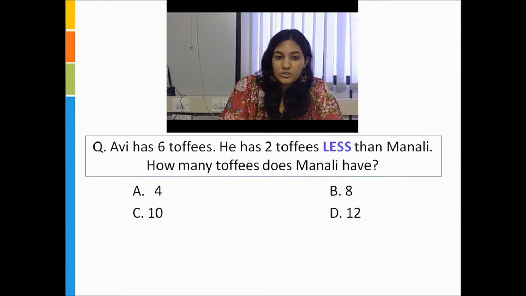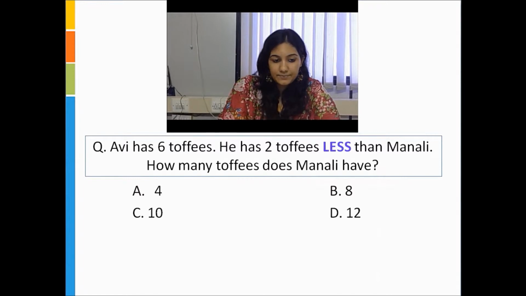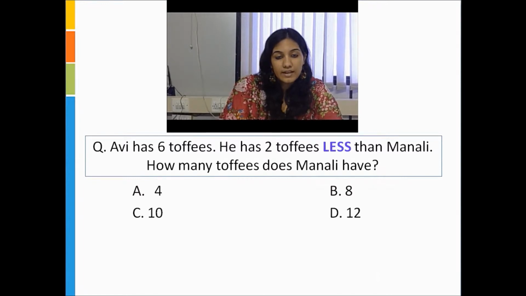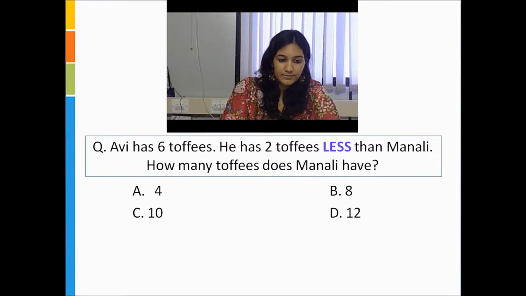The following question is from a class 3 asset paper. Students were told that Avi had 6 trophies and that he has 2 trophies less than Manali. The students were required to find how many trophies Manali had. The options given were 4, 8, 10 and 12. The correct answer in this case was option B, that is 8.